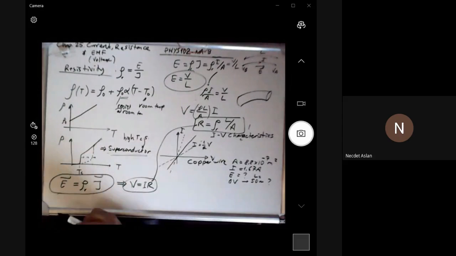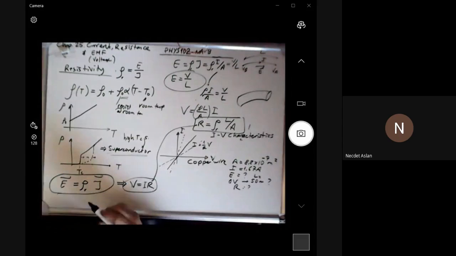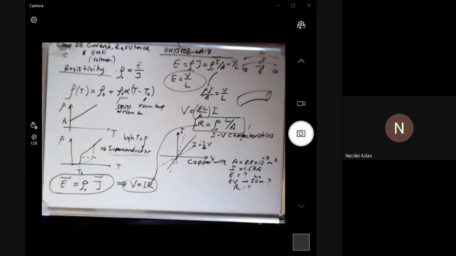Now, the resistance of the 50 meters length of this wire. So what is the resistance? The first thing that we would like to do is to calculate the electric field. So the electric field is given as rho times J, but it's rho times the current divided by the area.